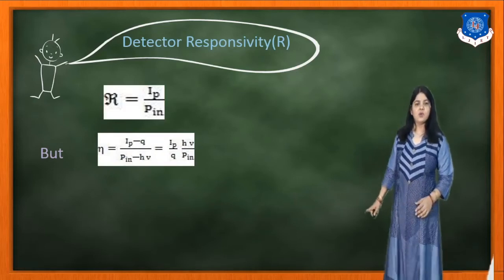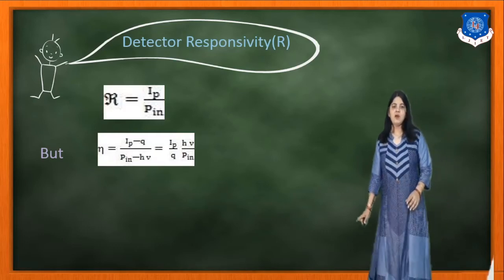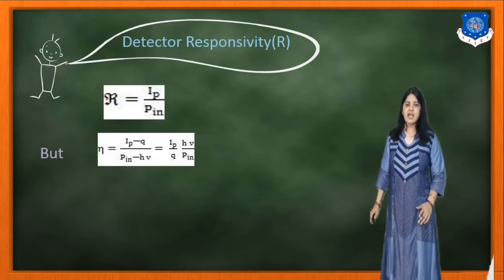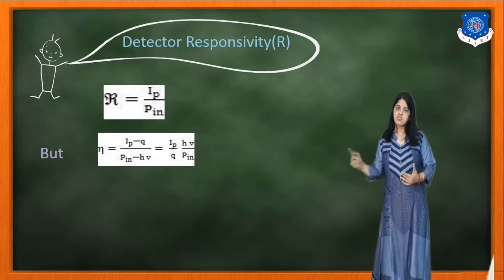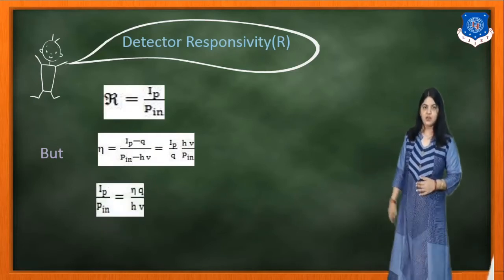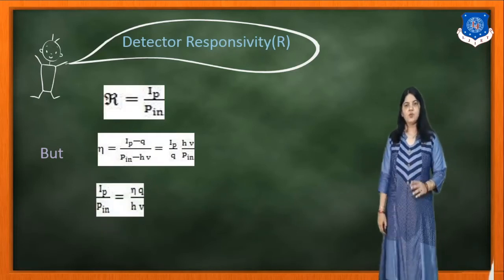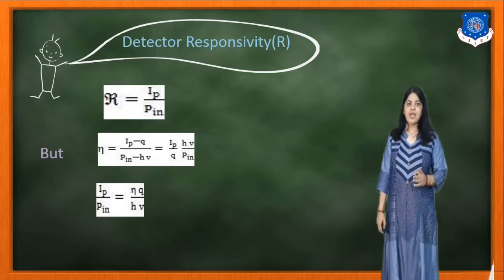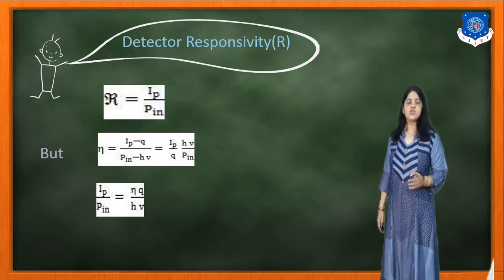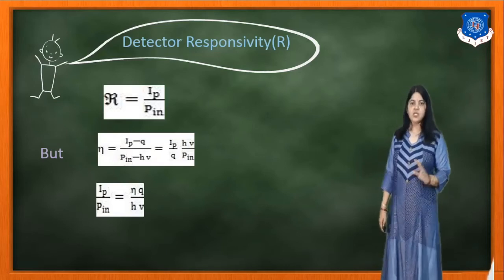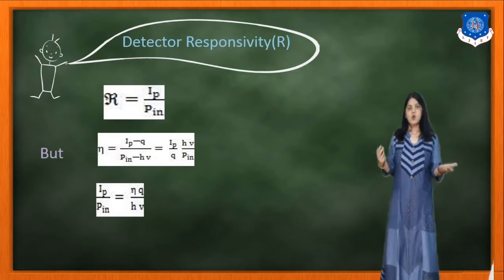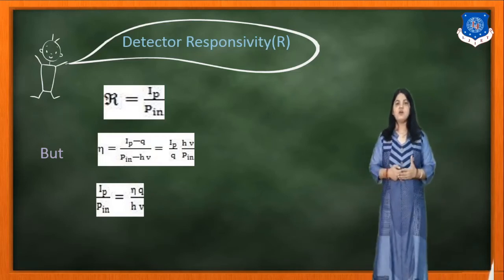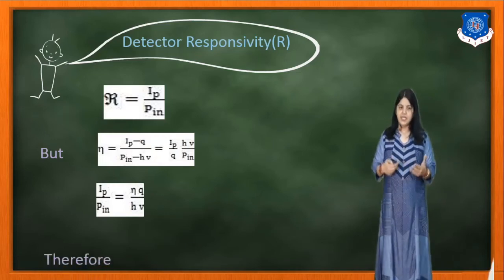So it is equal to IP upon hv, that is, IP into hv upon Q into Pin. Putting the value from the above equations, we can have this equation. Rewriting it, IP upon Pin is equal to eta Q upon h into v. These equations are useful to find the responsivity for a particular optical detector.